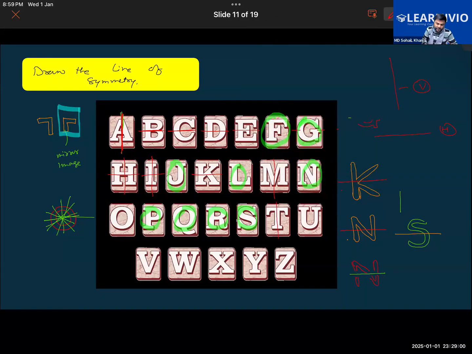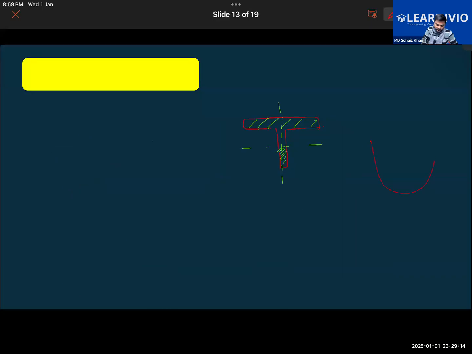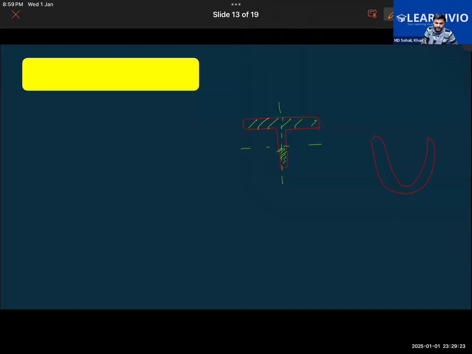Continue with next. What about U? No. Why is it no? It won't have any line of symmetry. Not even the vertical. You have the letter U like this, suppose. Will it not have any line of symmetry, Habib? Hmm? Will it not have the vertical line of symmetry? This part and this part, both of them are equal.